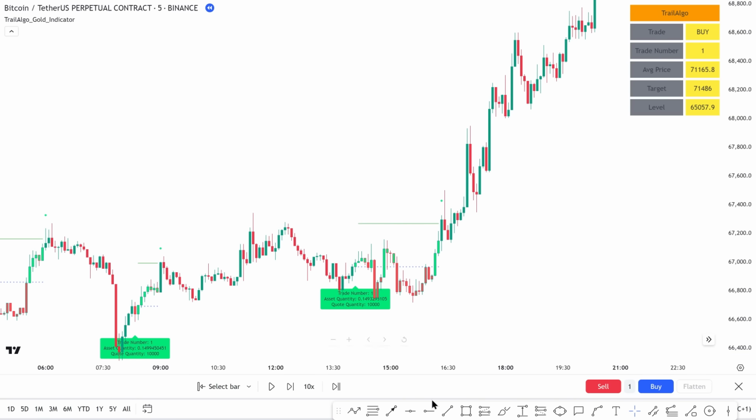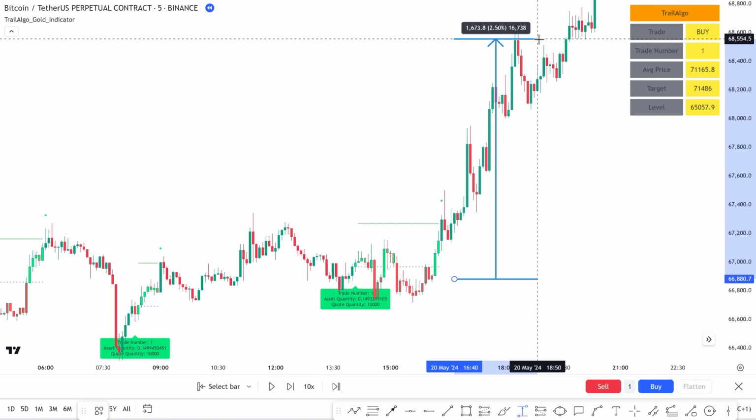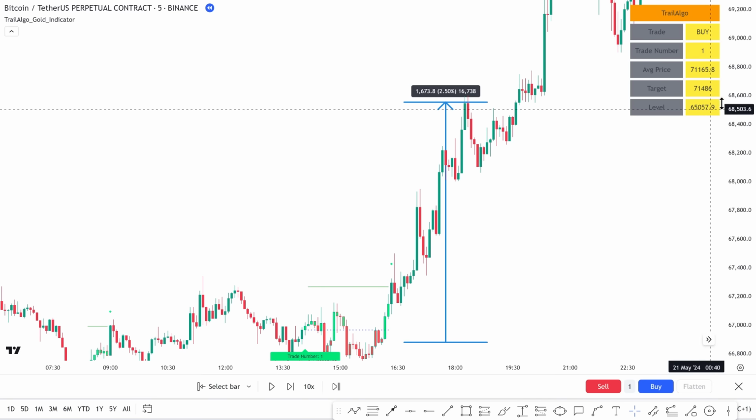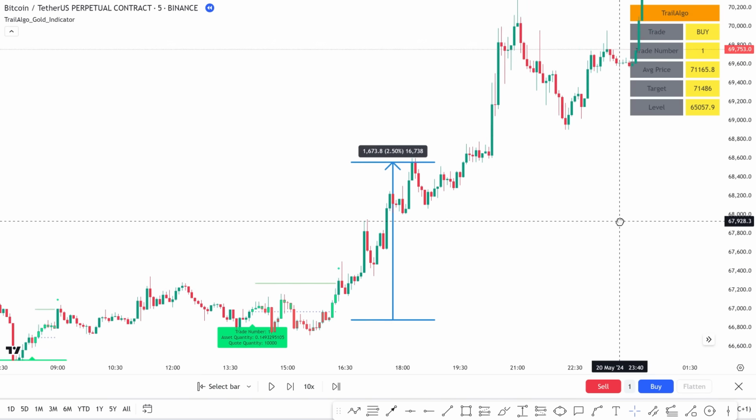We've covered the basics of dollar cost averaging and how TrailAlgo can help. In the next tutorial, we'll explore more advanced features of TrailAlgo to maximize your trading efficiency.